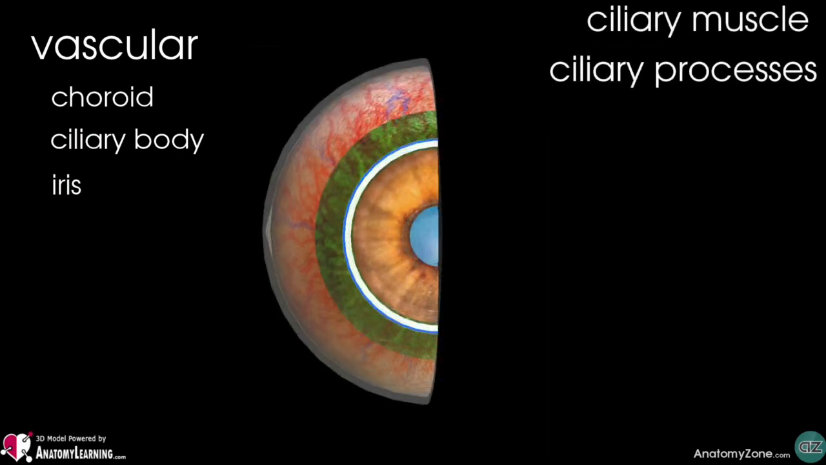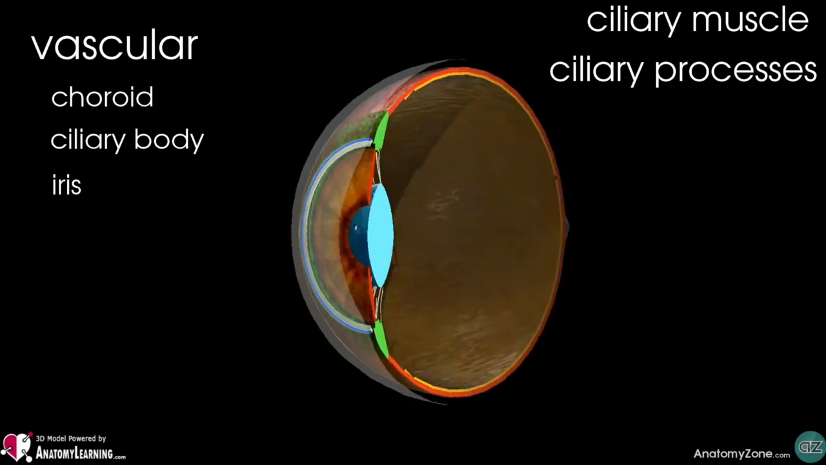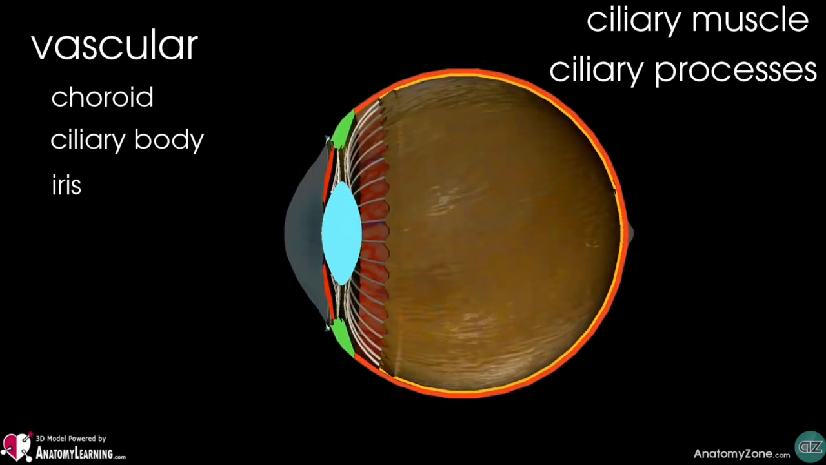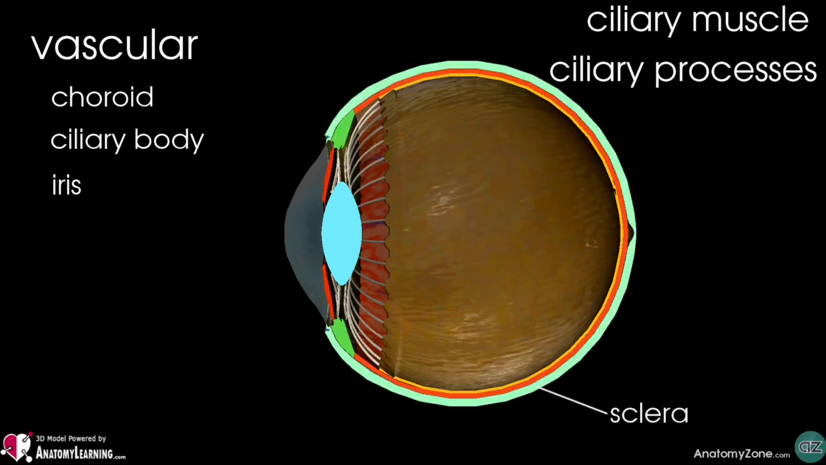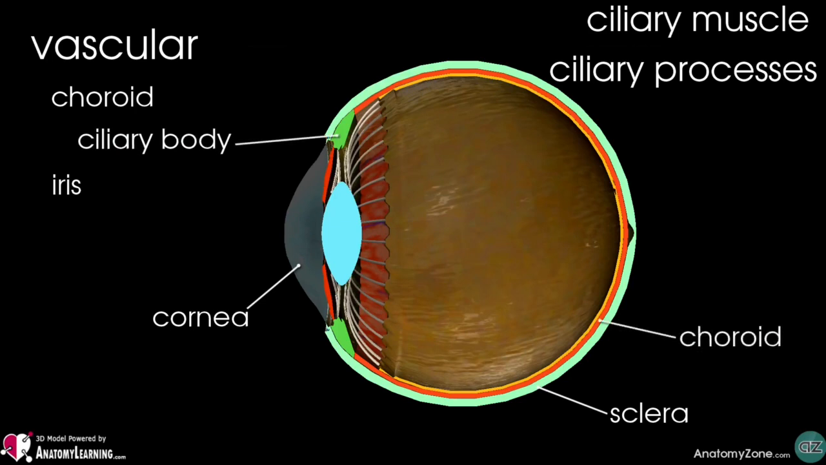I've sliced the eyeball in half, and we've rotated around to look at the eyeball in section. Let's just review the structures that we have already discussed so that you are oriented to this view. You can see the outer fibrous sclera in continuity with the cornea anteriorly. You can also see the inner vascular choroid and the ciliary body here in green.